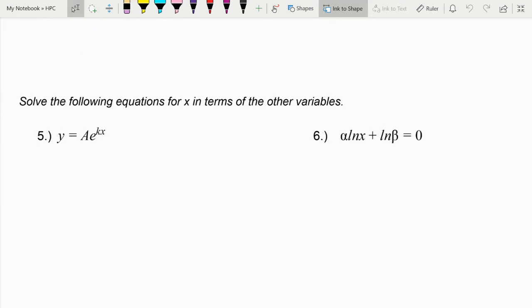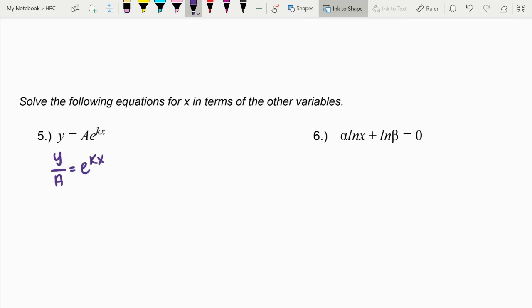For the last two problems, we're going to be solving the following equations for x in terms of the other variables. So number 5, we have y equals a times e raised to the power of kx. So we want to solve for x. So first I'm going to divide both sides by a. So y over a is equal to e raised to the power of kx.